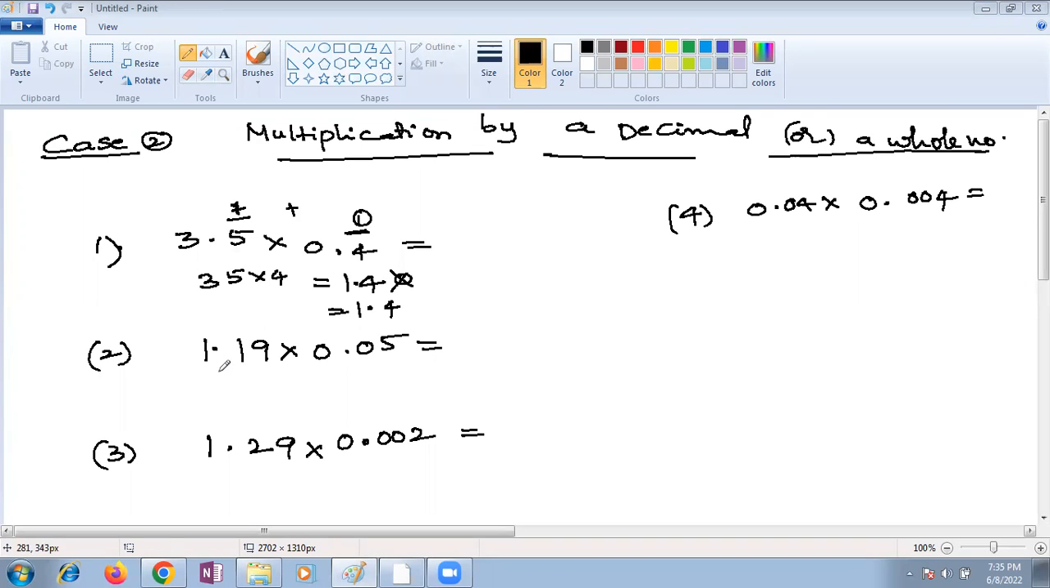Now coming to the next question, children, just neglect the decimal point. 119 multiplied by 5, you can do. 5 nines are 45, write 5, carry 4. 5 ones are 5, plus 4 is 9. So 595. How many decimal places do you have? Here, ma'am, 2 plus 2, 4. So 4 decimal places, but we have only 3 digits. You should keep it in front. So here you have to add 4 places.